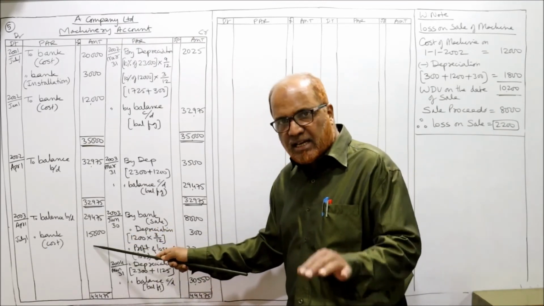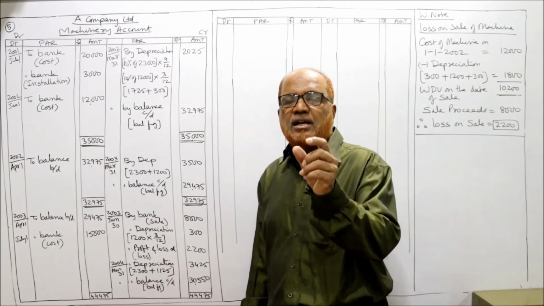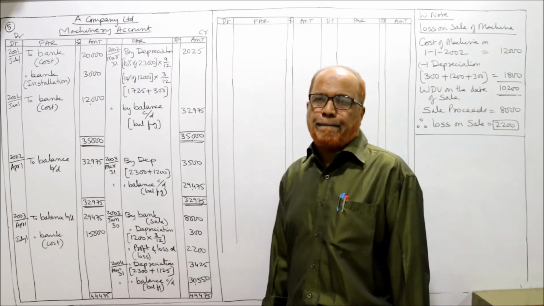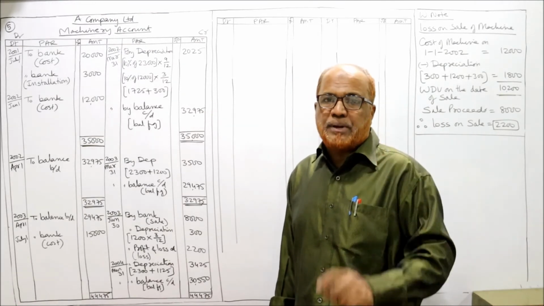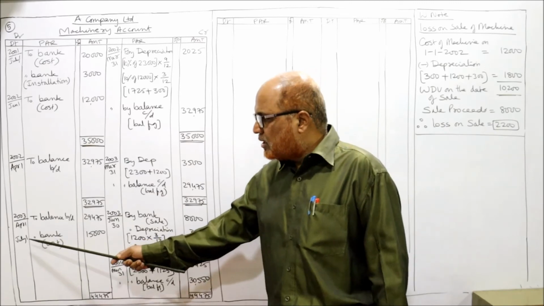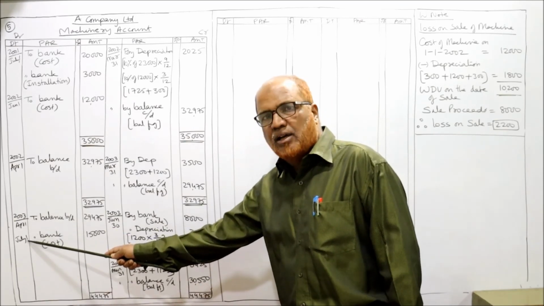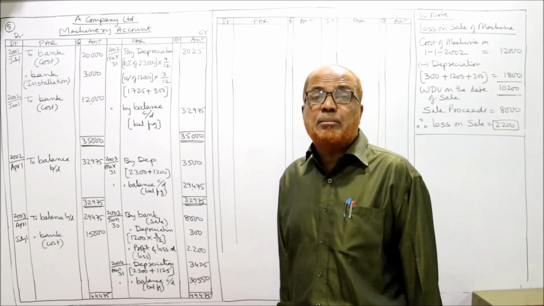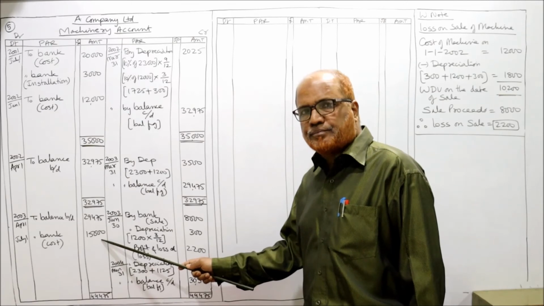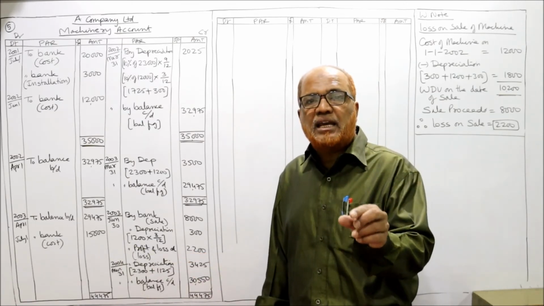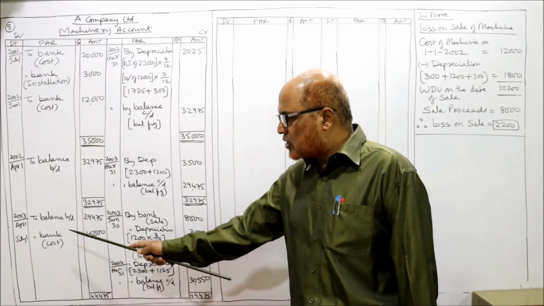Now the third machine, purchased in the current year, 15,000. Depreciation is 10% of 15,000, 1500. 1500 is the annual depreciation. But how many months is the machine used? July 1st 2003 to 31st March 2004. 9 months. 9 months depreciation we have to calculate. So 1500 into 9 by 12. You will get 1125. 1125 is the depreciation on this machine.